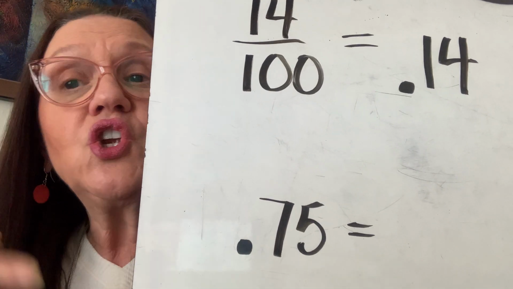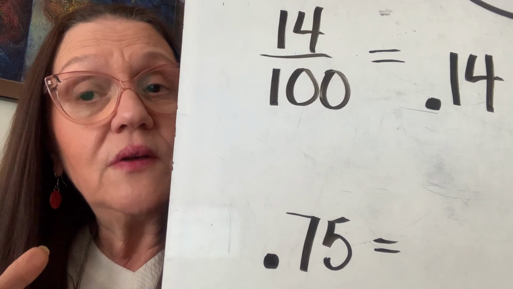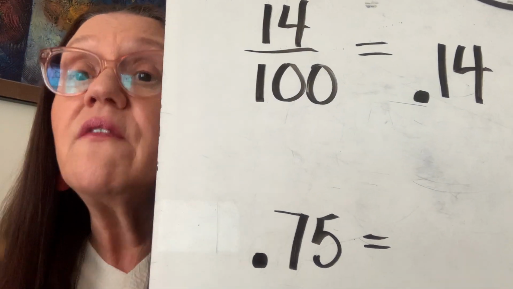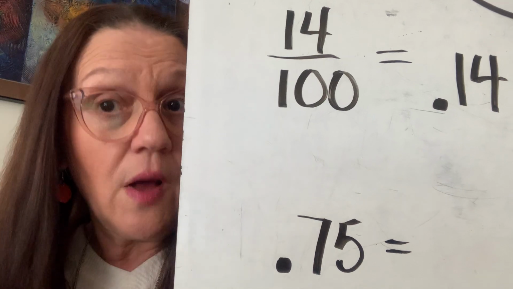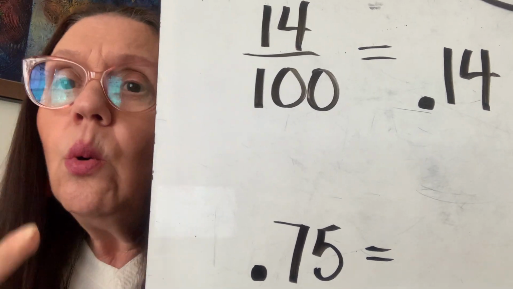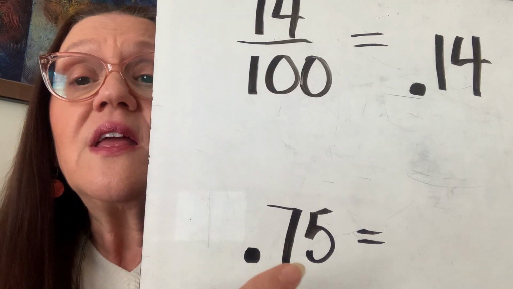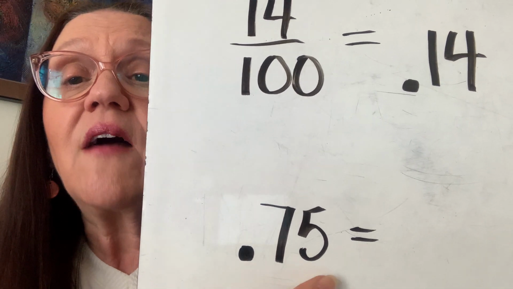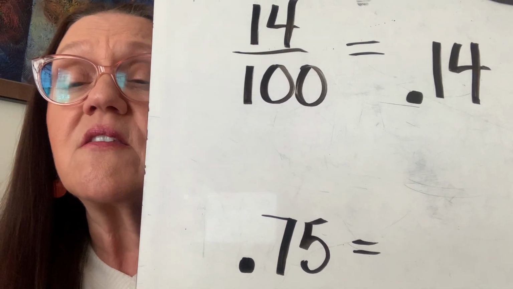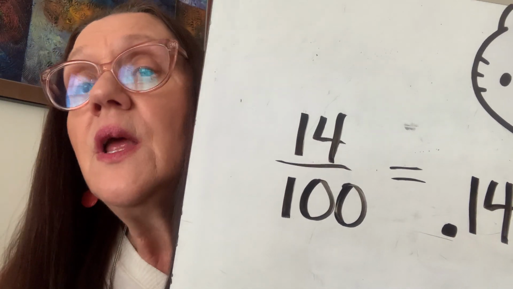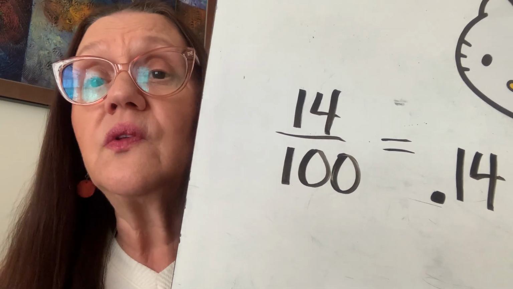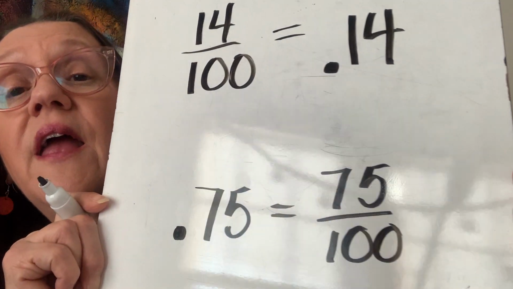So if you're not sure, remember there's two ways to do it. First of all, say it to yourself, 75 hundredths. That means the denominator will be 100. Or another trick that I learned is count the number of places after the decimal. Here I have 2 places. That means that my fraction, the denominator, will have 2 zeros. So that can also be written as 75 over 100. Now my decimal is a fraction.